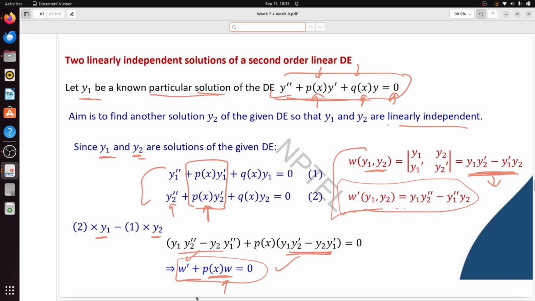This is something we will use while proving some theorems on linear dependence and independence. So dW/dx + p(x) W = 0. This is the relation of the Wronskian. Is it clear? For my online friends, I am giving them one minute to look at this slide.